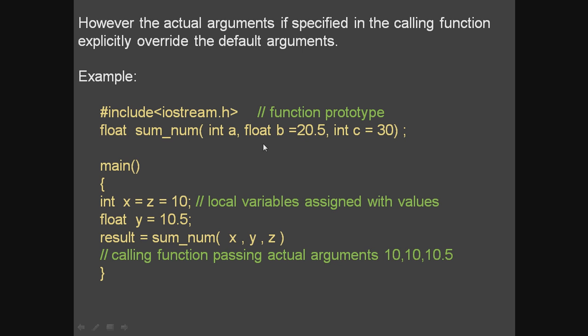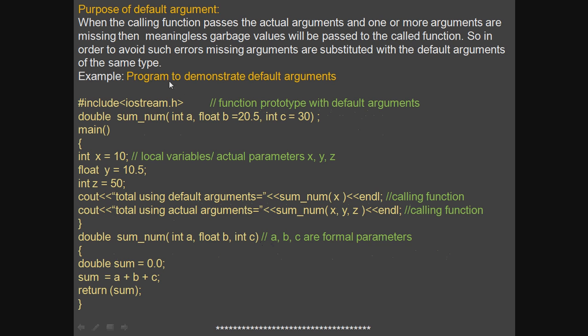Clear? Now these default values will only be used if you are not assigning any values to all of these variables, or you are not assigning values to some of the variables. So the purpose of the default argument is this: when the calling function passes the actual arguments and one or more arguments are missing, suppose one of the actual arguments is missing in the calling function, then meaningless garbage values will be passed to the called function.